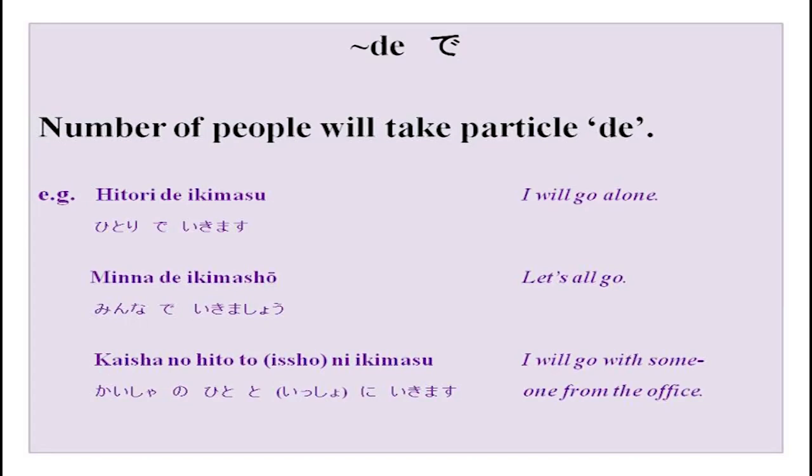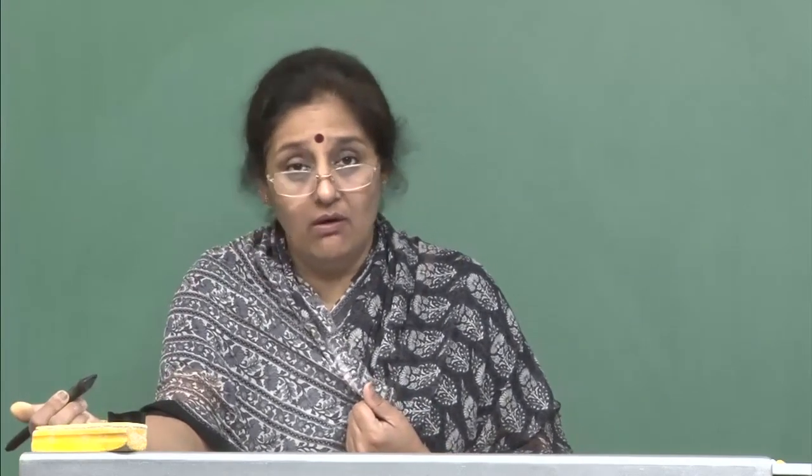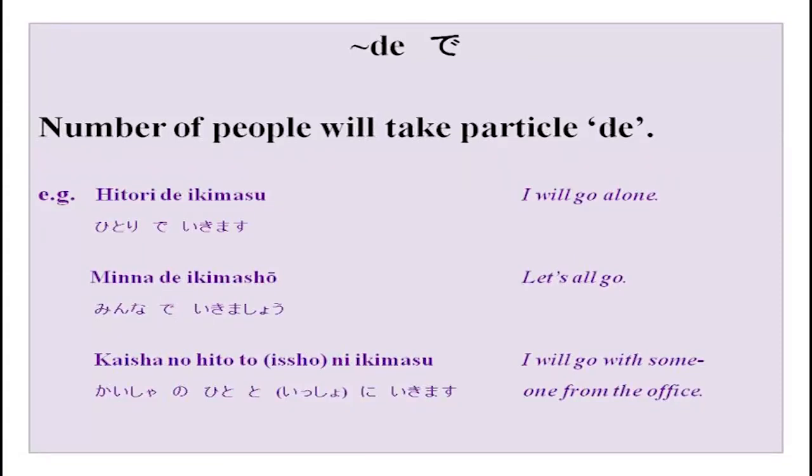Now, we have done a lot of de. We have done it for transport, we have done it for a group of things. Today we did with Nihongo de. Now, there is another way of using de, which is with numbers. Hitori de, futari de, sannin de. Hitori is one, futari is two, sannin is three, minna de is all. So, with everyone, only one person, hitori de alone, futari de, two of us, sannin de, three people. So, with numbers, you will use de.